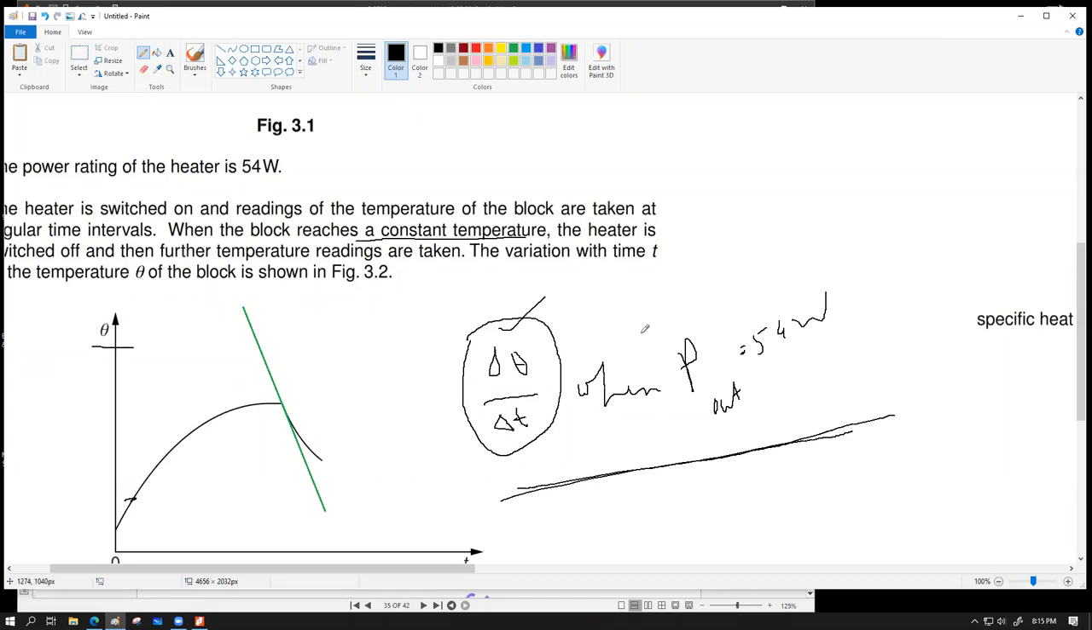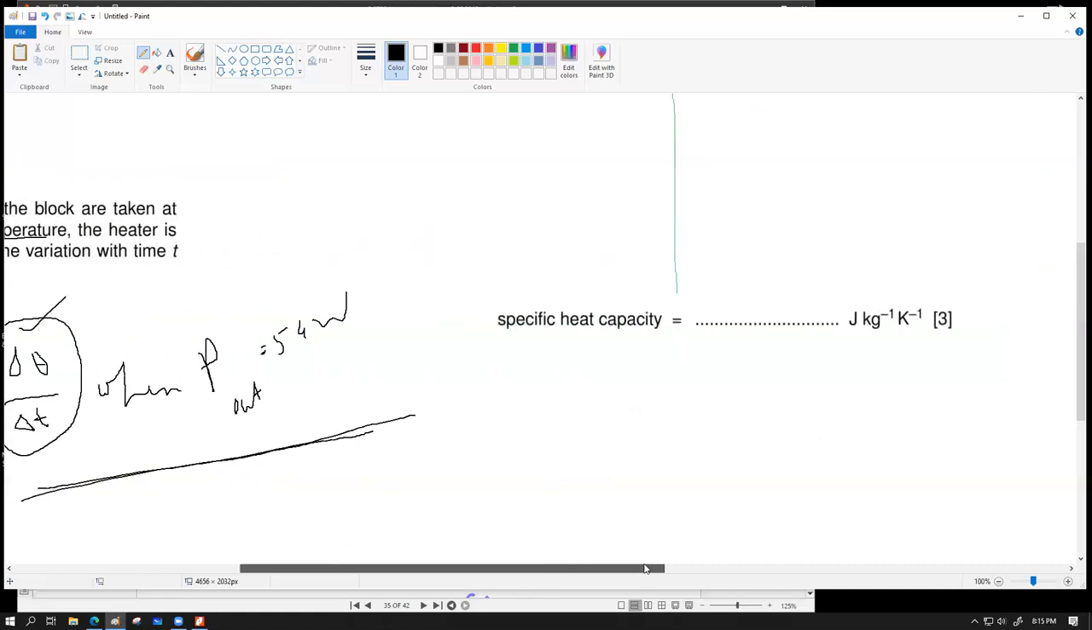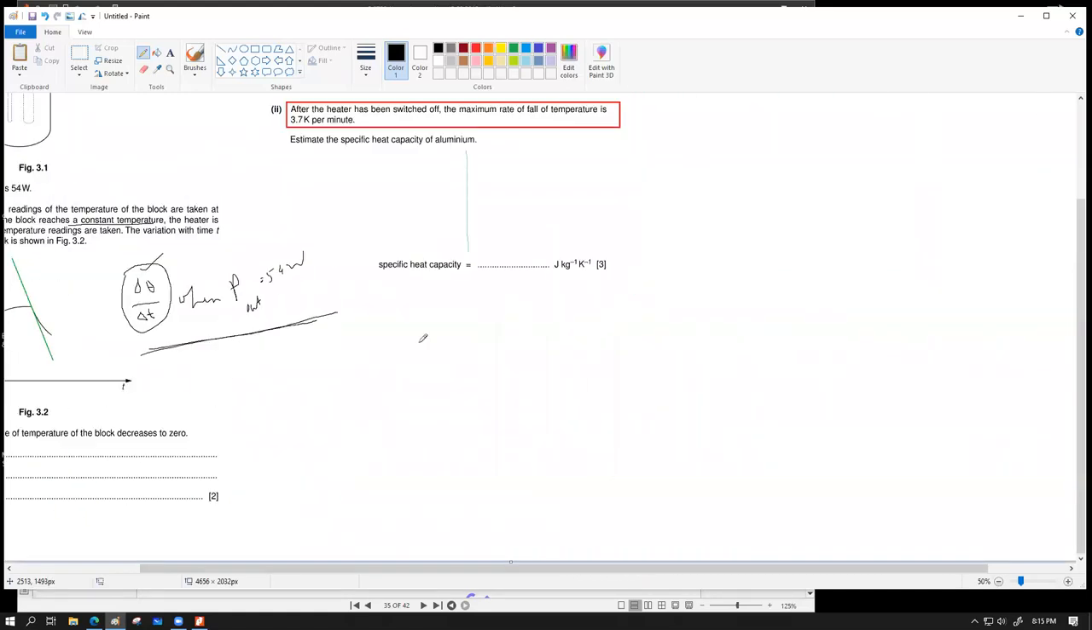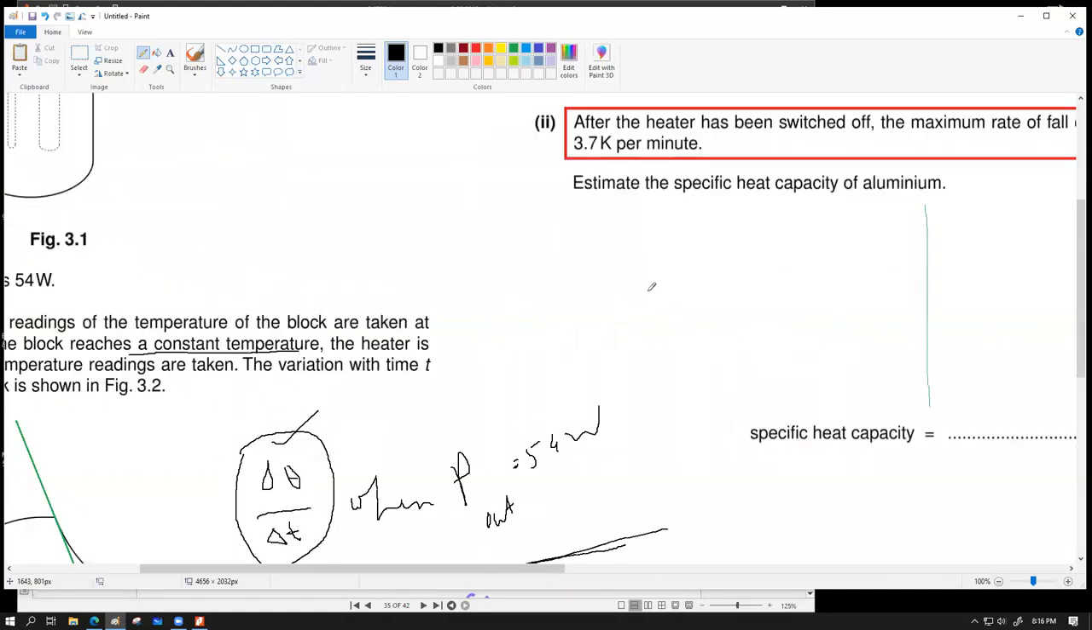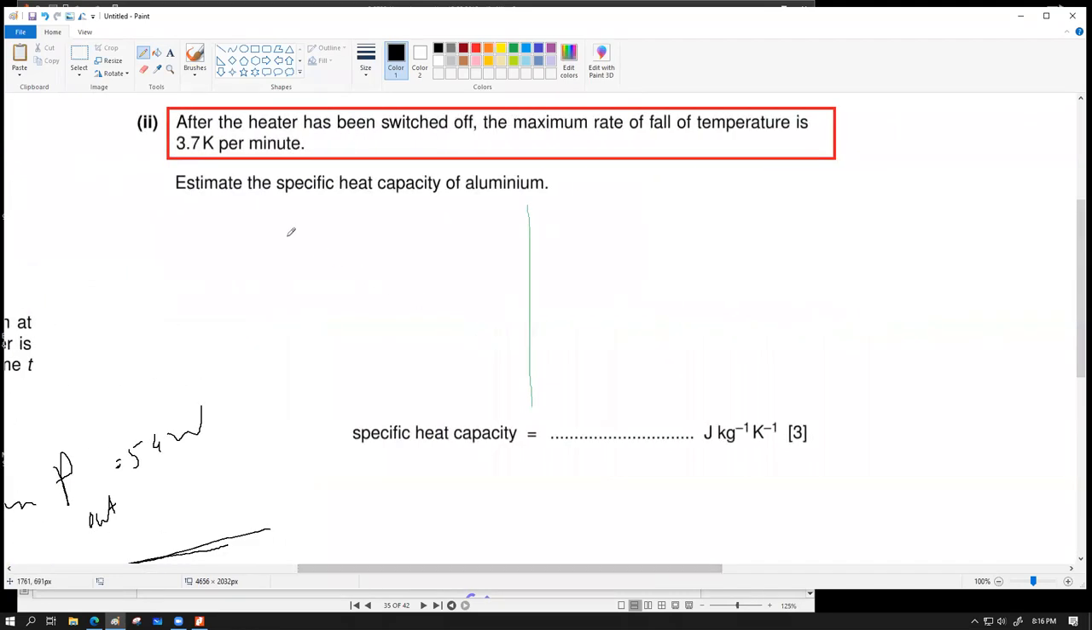So we can calculate out this information. If we have this information, then the calculation actually becomes much simpler. So I'm going to try to do it over here. Here we are asked to estimate the specific heat capacity of aluminium. We can write the basic equation that Q equals MC delta theta. This is the basic equation that we know for what?